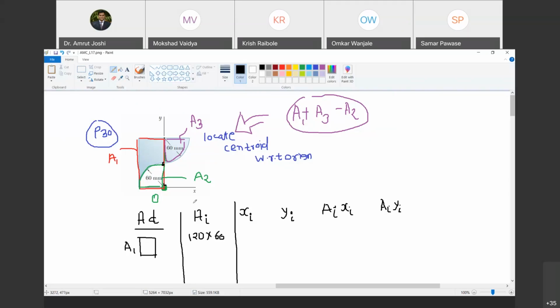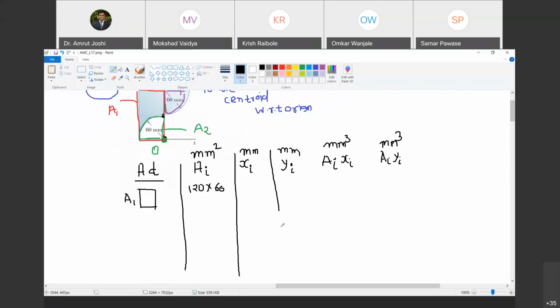Yes, sir. And in this case, AI is going to be in mm square. So therefore, xi is going to be in mm, yi is going to be in mm, AI xi is going to be in mm cube. Are you with me? Yes, sir. Keep track of units always. In a problem, you may be given different quantities in different units, so you have to come up with the same, consistent system of units. Happy? Yes, sir. Chalo, tell me what is the value of A1?